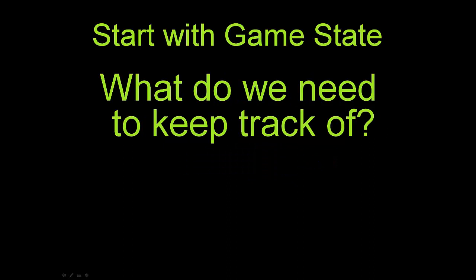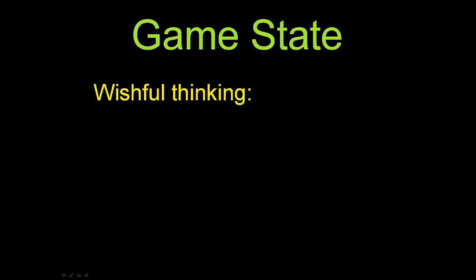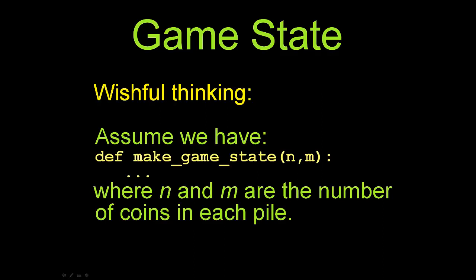Now let's take a look at the game state. What do we need to keep track of? Well, obviously you need to keep track of the coins. If you remember your midterm exam, we also had the Tower of Hanoi, and your job was to design the data structure required to keep track of the different disks in the pegs. Similarly, what we do now is keep track of the number of coins in each pile. Because the coins are the same, there's no need to keep track of any kind of order. So for the game state, wishful thinking, we assume that we have something called make-game-state, where m and n are the number of coins, and essentially that gives us a game state.